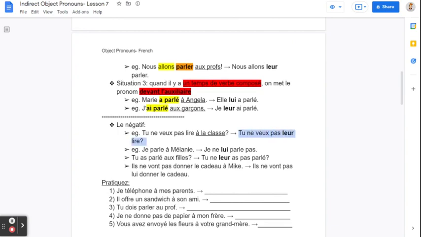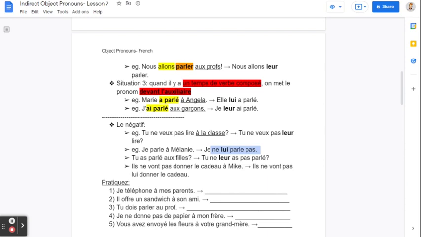Another example could be je parle à Melanie. So I talk to Melanie. There's only one verb here, and that's parle, and here is our question word who, answering Melanie. So it'd be je ne lui parle pas. So you're going to put lui before parle, because that's the only verb. And then the ne pas is going to go around both of them.